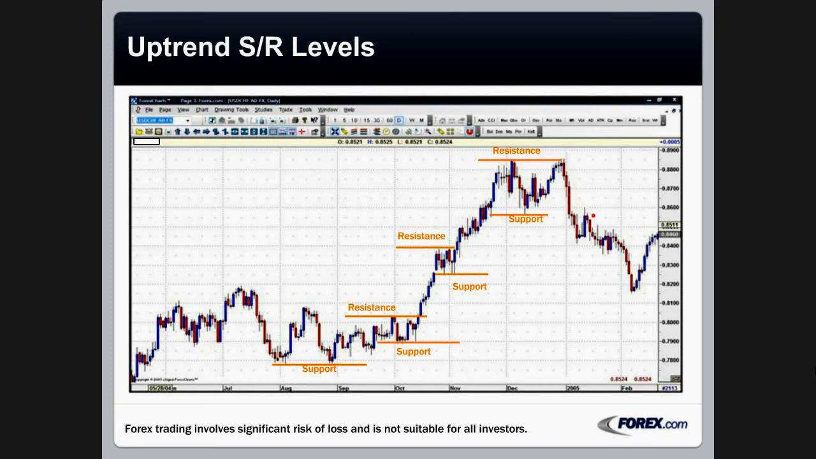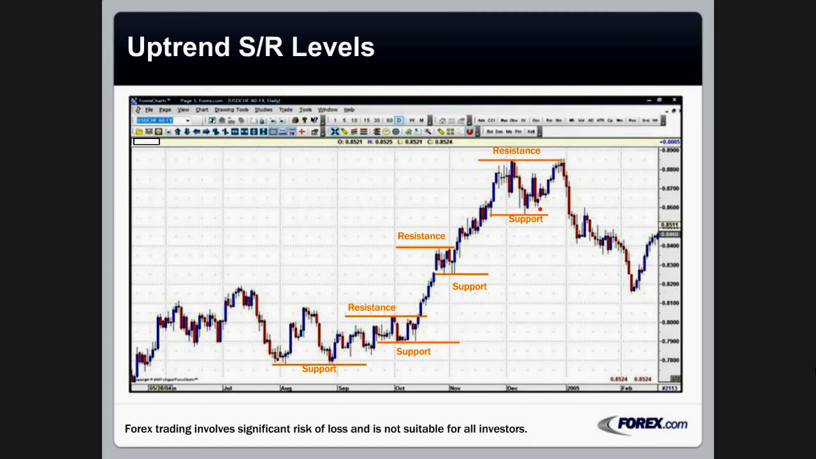We see we have a pullback, which is very common. A lot of times you'll see a breakout, and then you'll see a pullback before the market turns around and keeps going in that downward direction, in this case. And as you can see, the market pulled back right up to that previous support area, making it a resistance area. We call that role reversal, and we'll talk about that in a moment. That's very common to see this market do that.